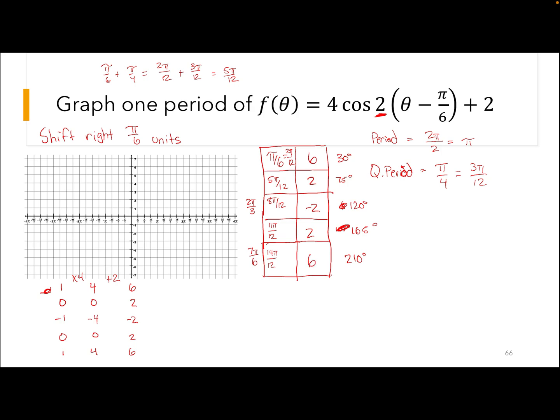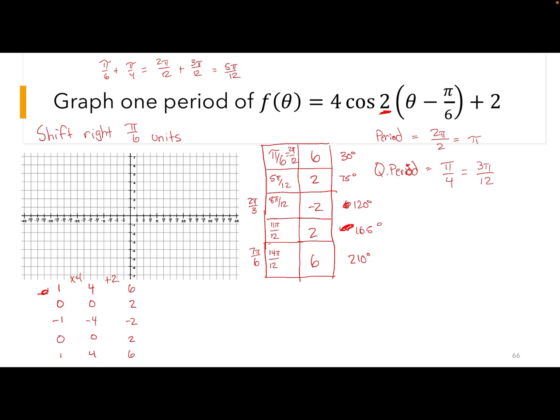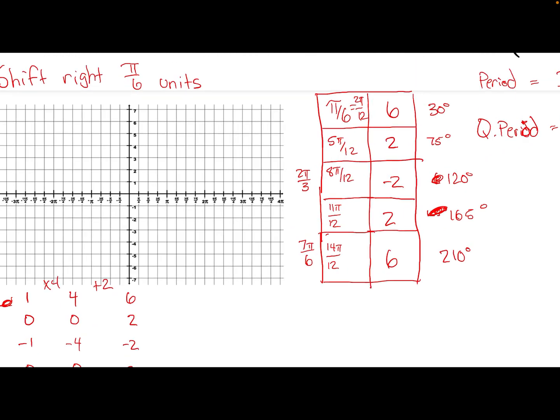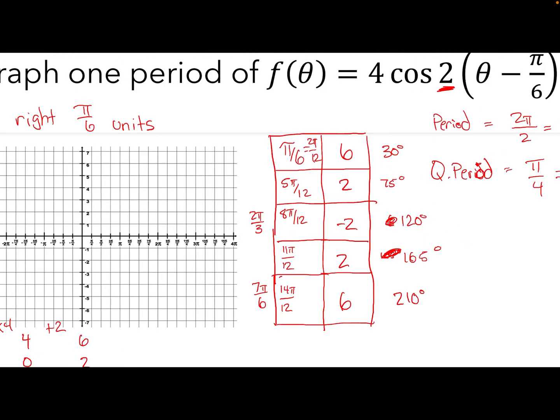And so now we're just going to have to eyeball these values. So pi over 6, we'll say is right here. 5 pi over 12. So pi over 6 is going to be right there. 2 pi over 3 is going to be right here. And 7 pi over 6 is going to be between 5 pi over 4 and pi. So we'll say it's right here.